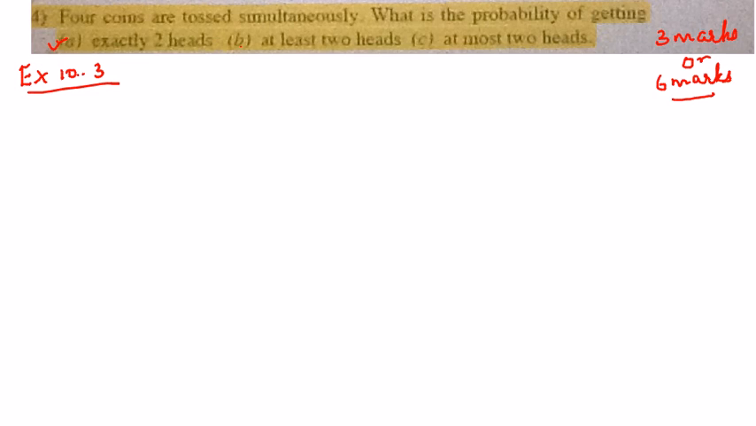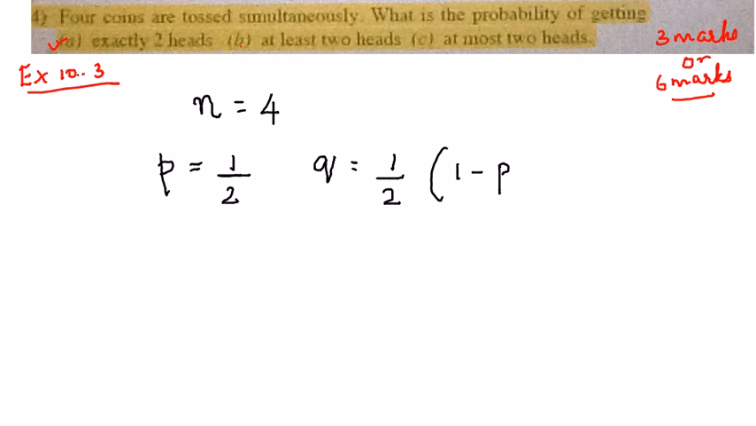So there are 4 coins which are tossed simultaneously, which means that my n is going to be equal to 4. What is the probability of getting a head when you toss a coin? It is always 1 by 2, because there are only 2 sides to a coin. So obviously the probability of not getting a head is also going to be 1 by 2, which is 1 minus p. So 1 minus half is half.